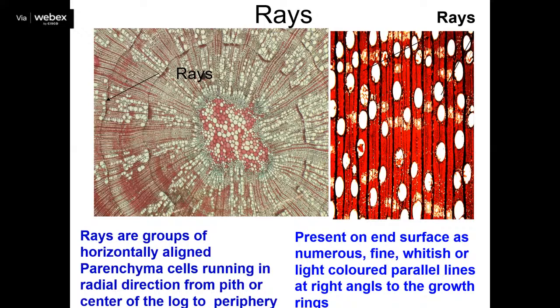Coming to rays, rays are groups of horizontally aligned parenchyma cells running in a radial direction from the pith or center of the log to the periphery. In the second photograph, you can see there are parallel lines. Rays are parallel lines perpendicular to the growth ring, present on the end surface as numerous fine whitish or light colored parallel lines at right angles to the growth rings. By looking at this, for some timbers we can tell if ripple marks are present, and we can tell this belongs to this family, like that.